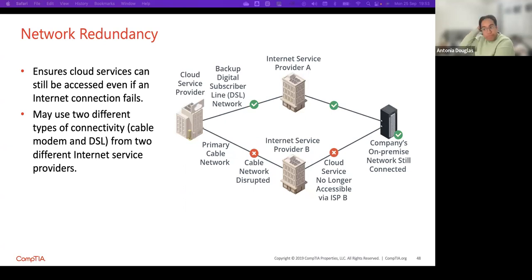Network redundancy. Network redundancies ensure that a cloud service is reachable even if the internet fails. One example of such redundancy would be for a small business to use a cable modem based internet connection from provider A, and also a DSL based internet connection from provider B. This strategy uses two different technologies from two different providers over two different types of networks to provide internet connectivity.